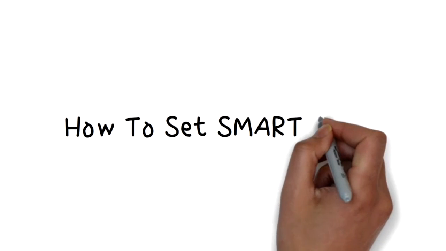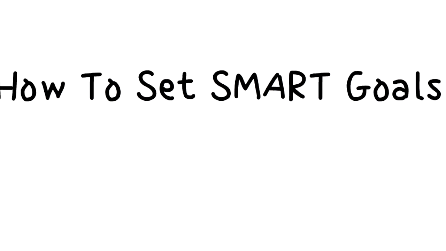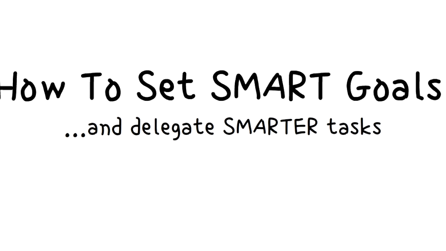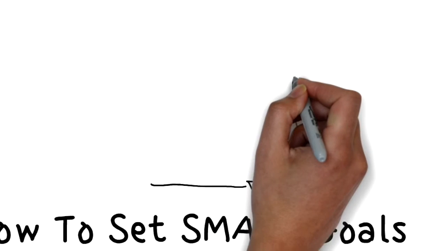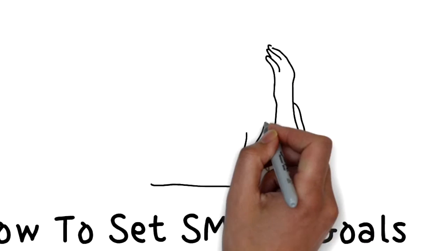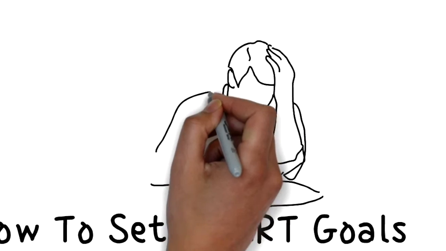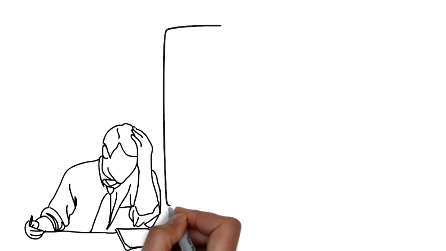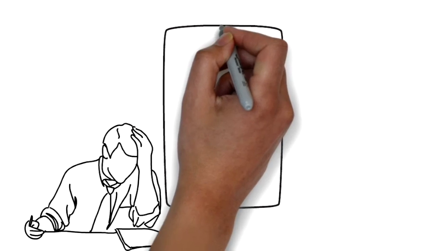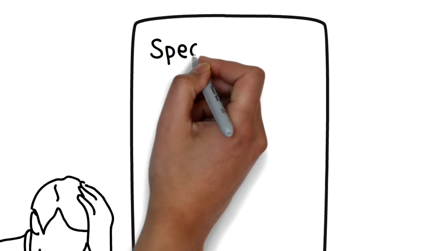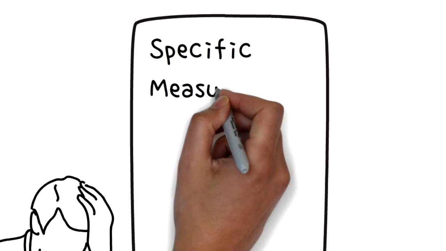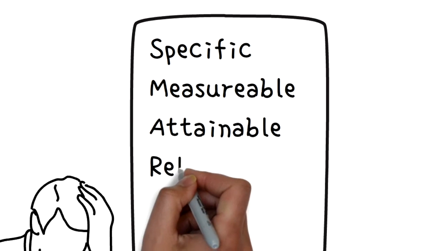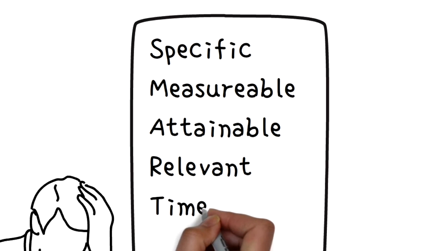How to set SMART goals and delegate smarter tasks. When we set ourselves a goal, we want to stick to it. Equally, as a leader or manager, we need to effectively delegate for our team to achieve its tasks. To help to do this, we can use the acronym SMART when setting goals and delegating work. SMART stands for specific, measurable, attainable, relevant, and time-bound. Let's look at each one in more detail.